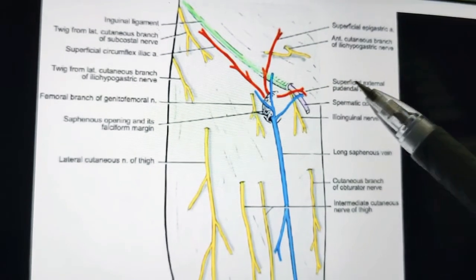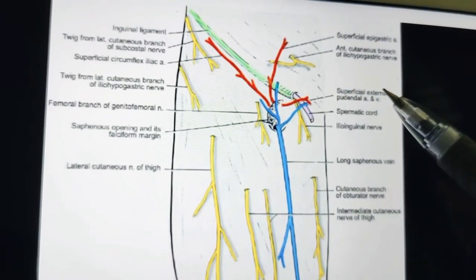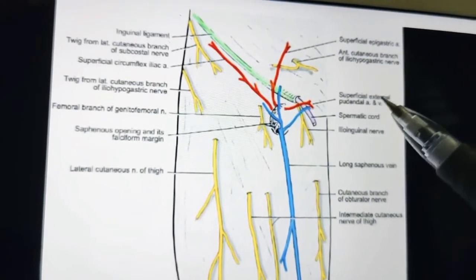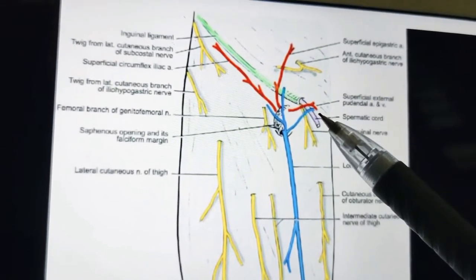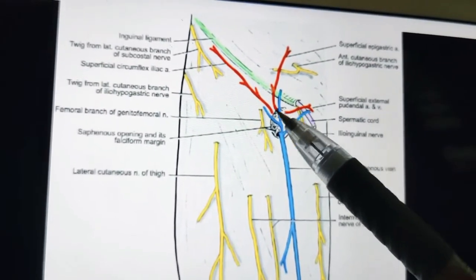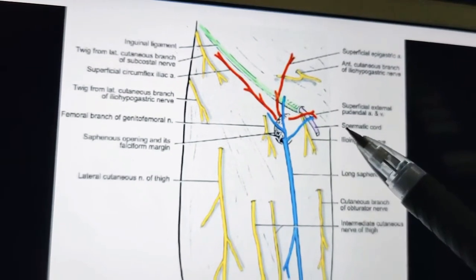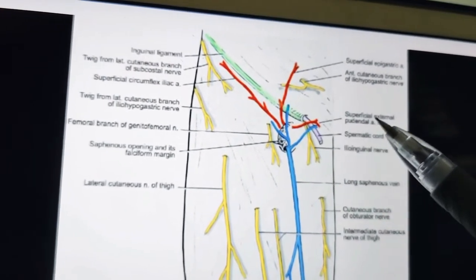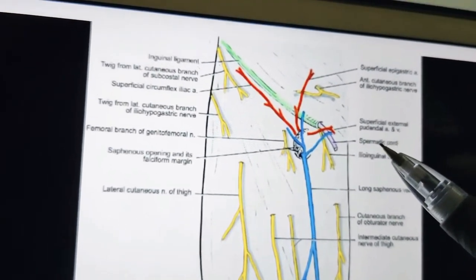So this superficial external pudendal, in the name itself you can see external pudendal, means it's supplying the external genitalia. And one more important thing is it pierces the cribriform fascia. You can see here it is piercing the cribriform fascia.